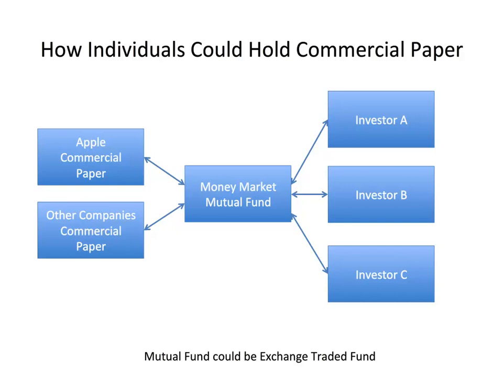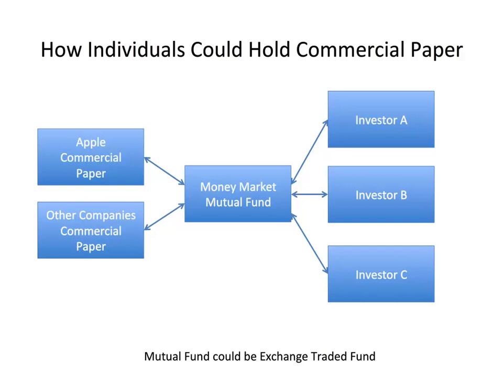Typically, the way an investor would hold commercial paper, or one of the ways, is through a money market mutual fund. The money market mutual fund would buy paper from Apple and other companies, and they would sell shares in that money market mutual fund to individual investors. So you as an investor could buy a share in a money market mutual fund, which may hold the commercial paper of Apple.